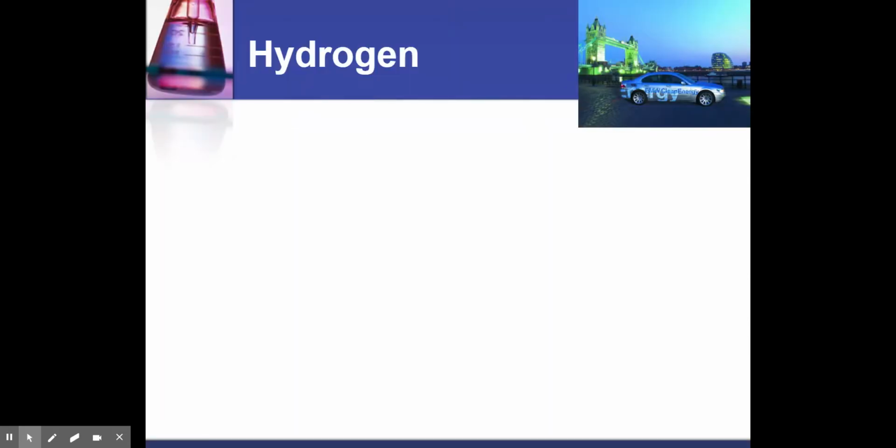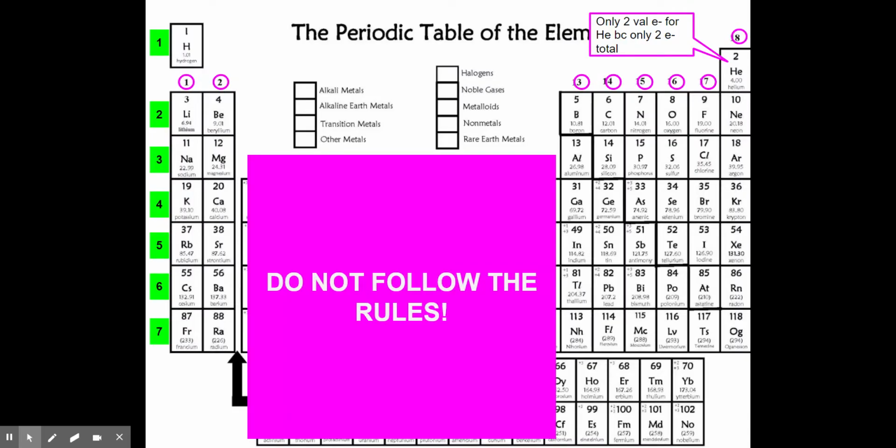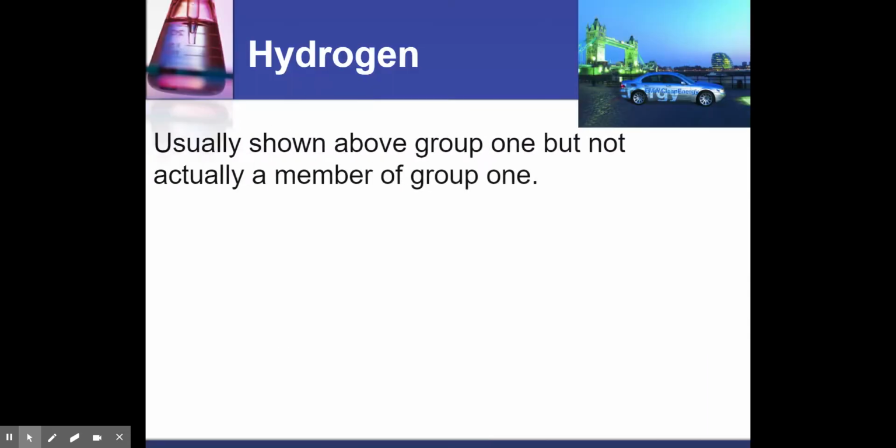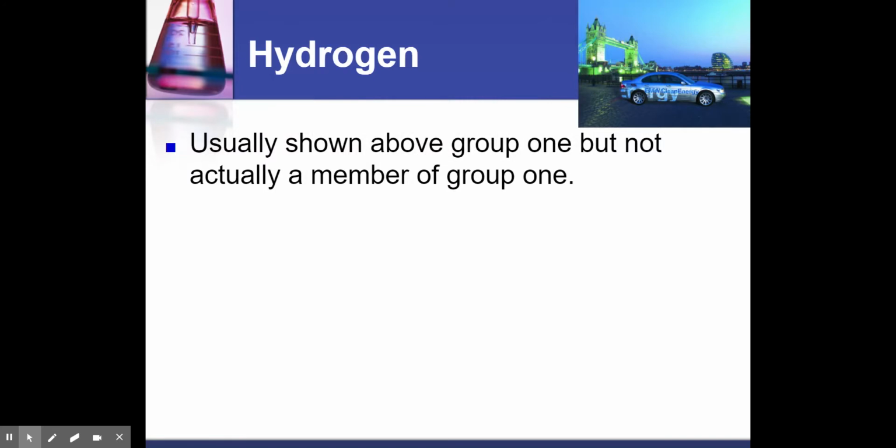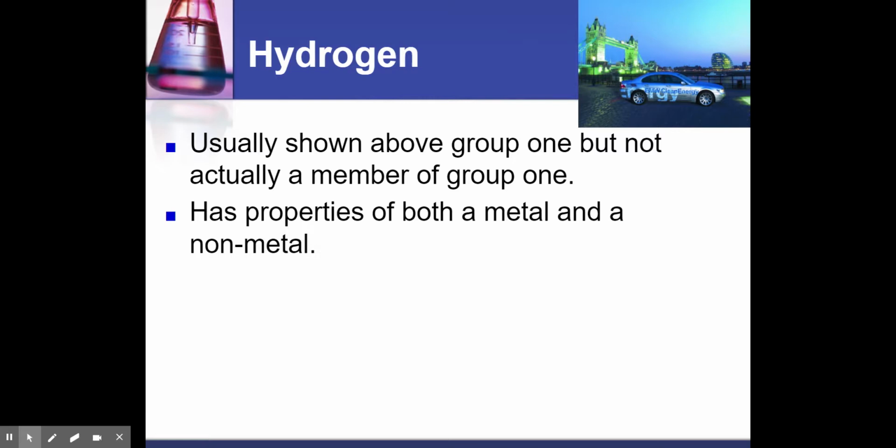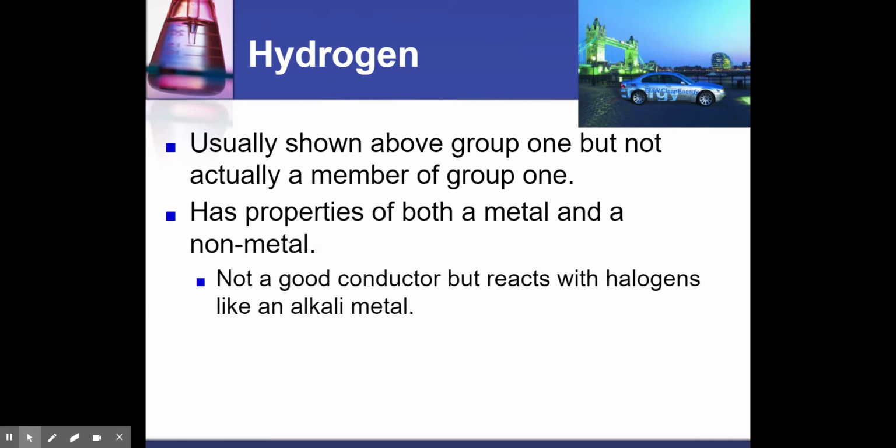So let's talk about hydrogen. You may have noticed on our last slide and with our periodic table, we have hydrogen set up there above the rest of the periodic table. The reason we have it set up like that is because it doesn't really belong to any one group. A lot of times we talk about hydrogen as belonging to really any group. It has some really unique properties. It has properties of both a metal and a non-metal. It can be a really poor conductor, but it also can be really reactive with halogens, just like alkali metals.